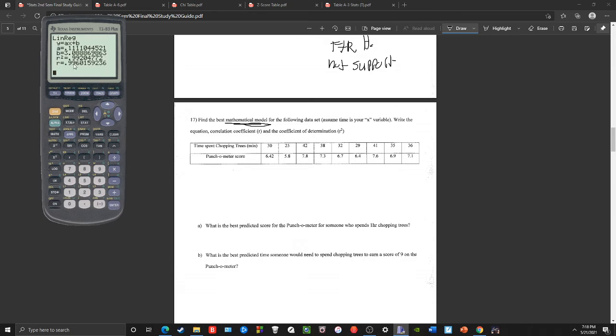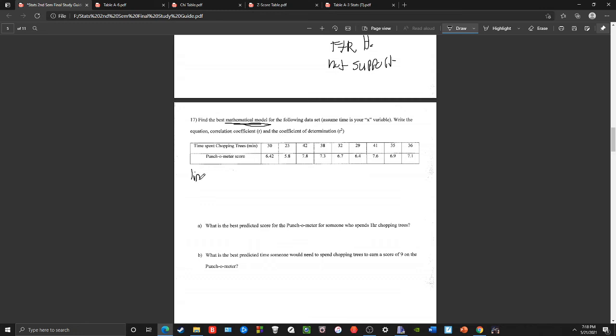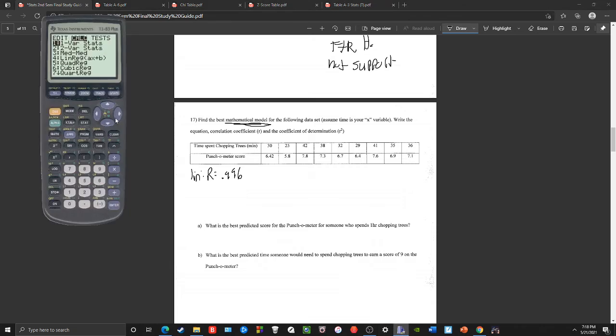It has an R of 0.996. So linear has an R of 0.996. Remember, our goal is to choose the one with the best R here. So let's go to quadratic. Actually, you know what? Let's just do second stat plot.